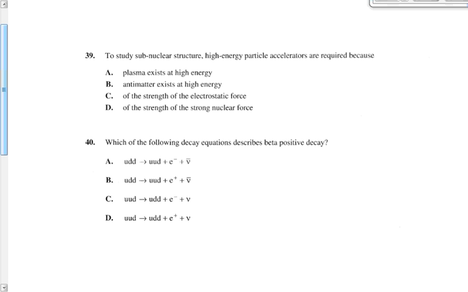Here's the deal, though. Not C. We don't need to blow apart the electrostatic force because that's what already pushes things apart. That helps us to split things up. It's the strong nuclear force that we care about here. That's the attractive force, right? The electrostatic force is repulsive in the nucleus. It can be attractive in other places, but repulsive in the nucleus. The strong force is attractive. So this is what we got to blow apart.